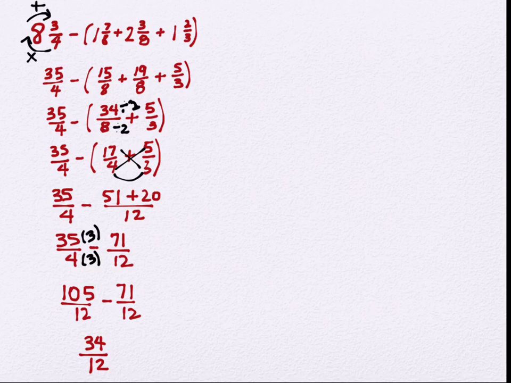Do we get to leave it like that? Oh, look, I can reduce it. 34 over 12. They both divide by 2, right? So what will that become? 17 over 6. It's friendlier.